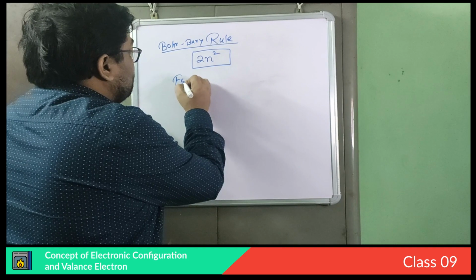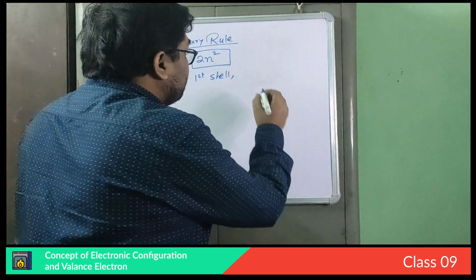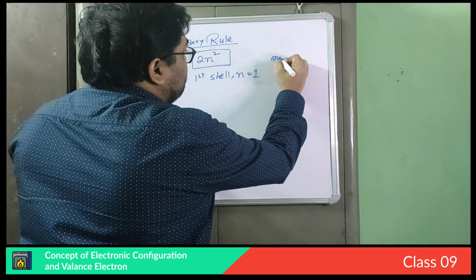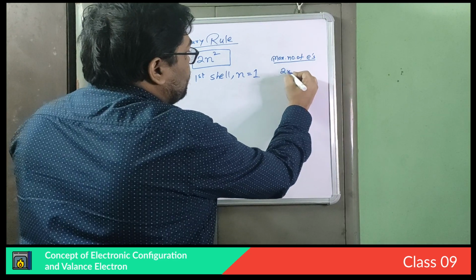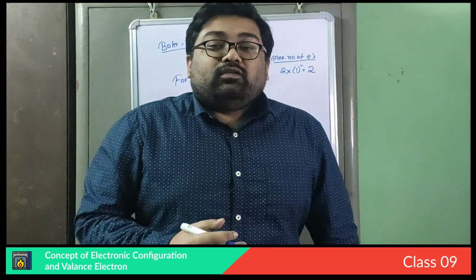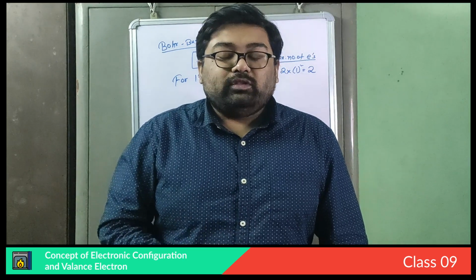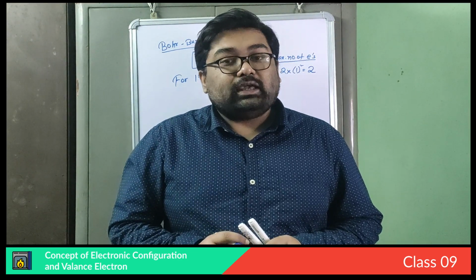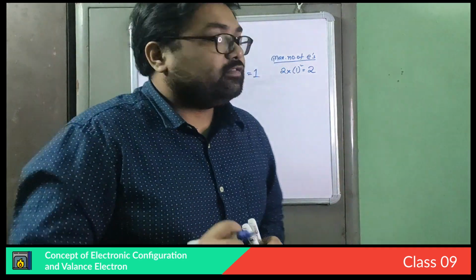Now for the first shell, what will be the value of n? The value of n will be equal to 1. And for the first shell, the maximum number of electrons will be how much? 2 into 1 square. That means 2. So we can say that the first shell will accommodate a maximum of 2 electrons. That means you cannot insert more than 2 electrons in the first shell, that is in the K shell, right? The maximum number of electrons will be 2 for K shell.